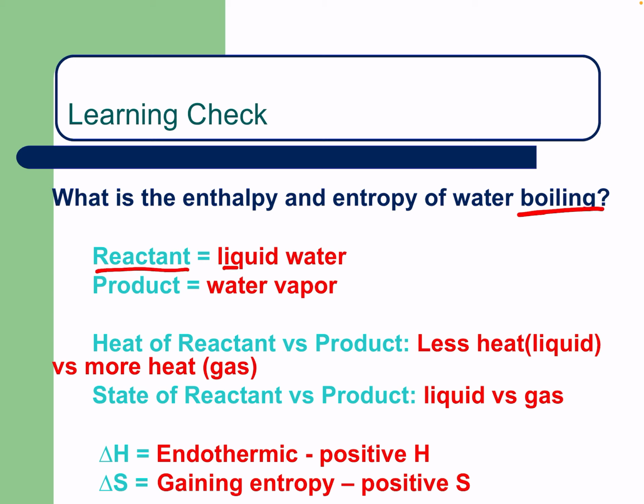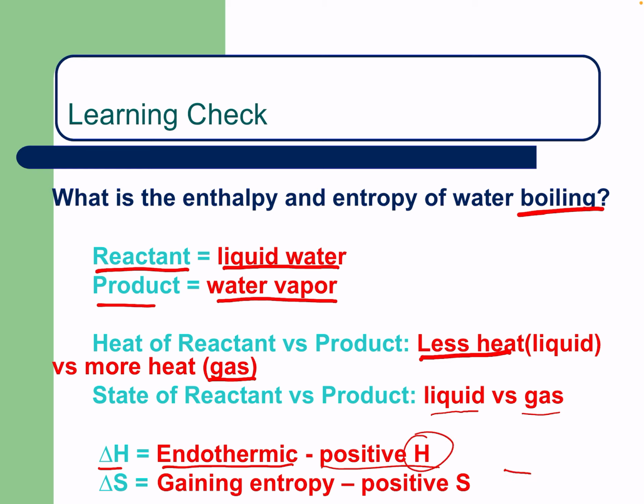The reactant would be the liquid water, and the product would be water vapor. Looking at the heat of the reactant versus the product, there's less heat in the liquid versus more heat in the gas. If you think about boiling water, you have to add heat to get it to that gas state. Then we have the state: the reactant is a liquid and the product is gas. So our change of H would be endothermic, a positive H through the gain of heat. We're starting from H initial, going up to our H final of a higher temperature and more energy. And we're also gaining entropy with a positive S.